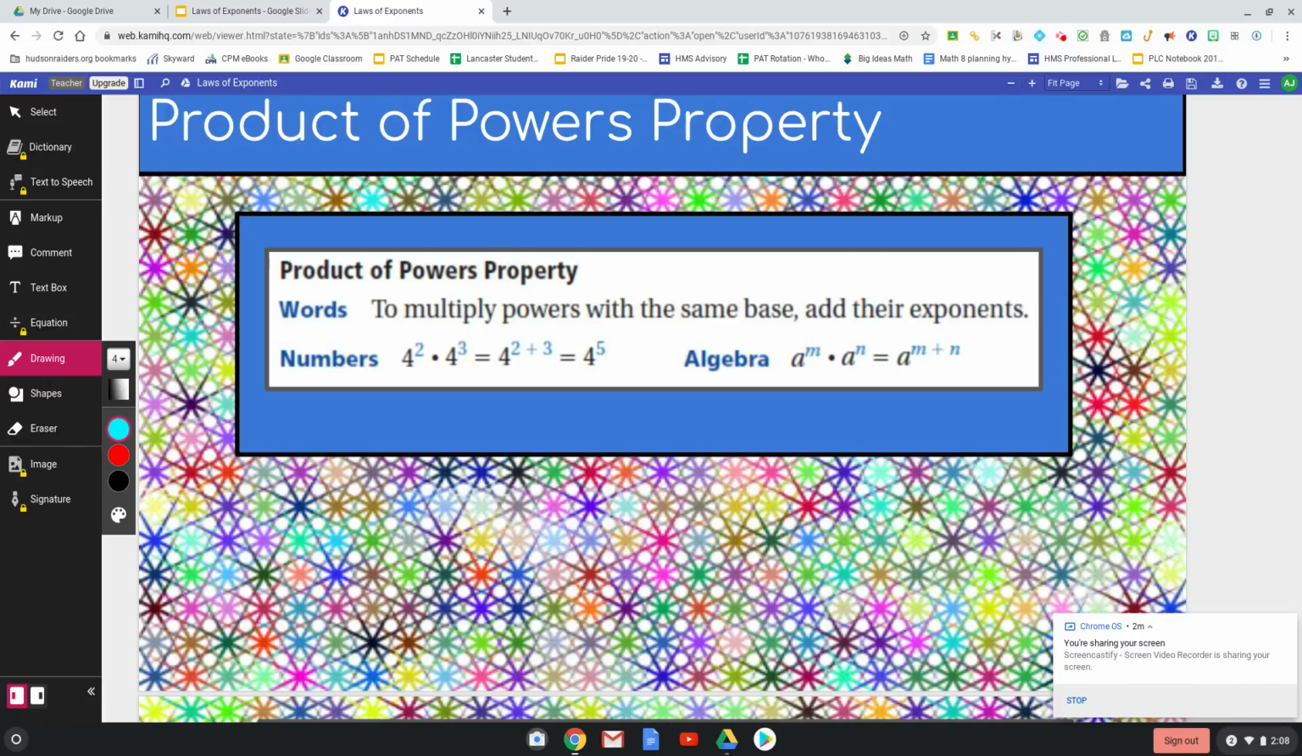Same works algebraically. We have a raised to the m power times a raised to the n power. Because we have the same base of a, we can add those exponents, and our simplified form of this is a to the m plus n.